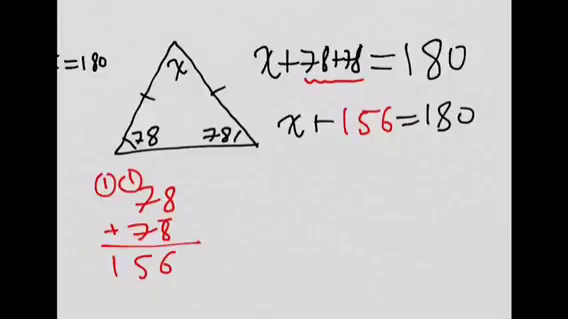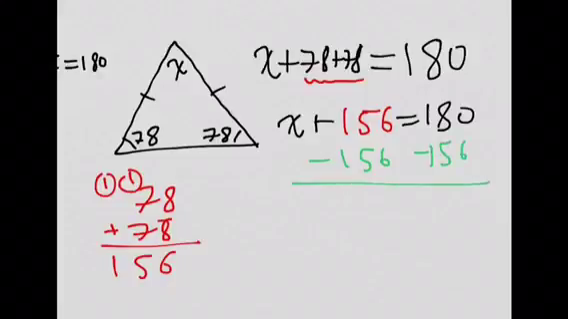Now what we'll do is we'll subtract 156 from both sides. That's kind of messy. Subtract 156. What I do to one side, I must do to both.